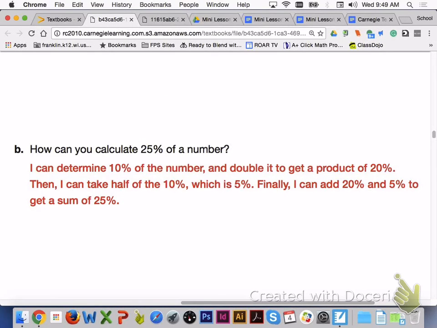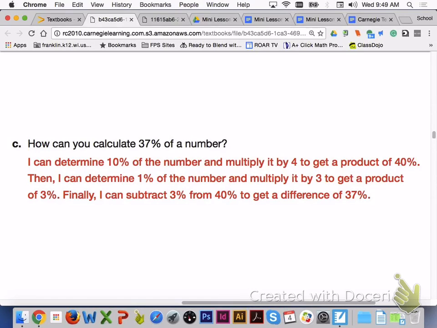For letter B, you can determine 10% of the number and double that to get 20%. Then you can take half of the 10%, which would be 5%, and add the 20% and the 5% for your sum of 25% of the number. And for letter C, you can determine 10% of the number and multiply that by 4 to get 40%. Then you can determine 1% of the number, multiply that by 3 to get 3%, and subtract the 3% from the 40% to get 37% of the number.